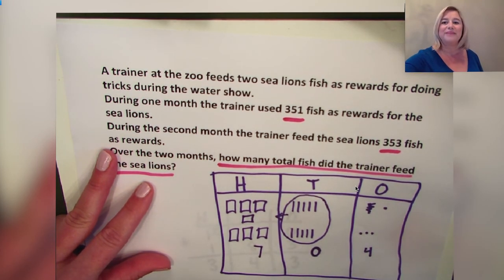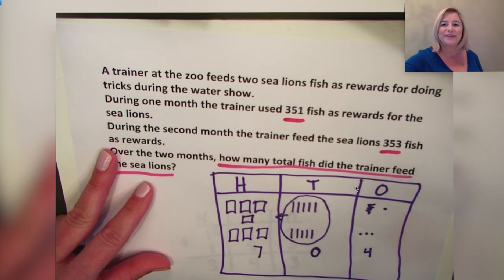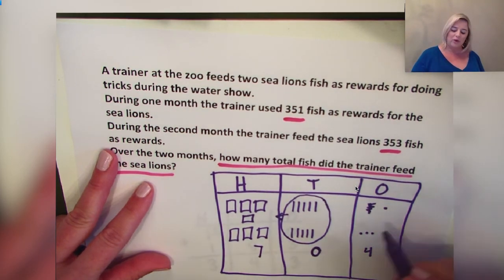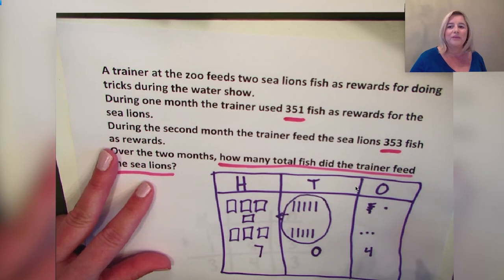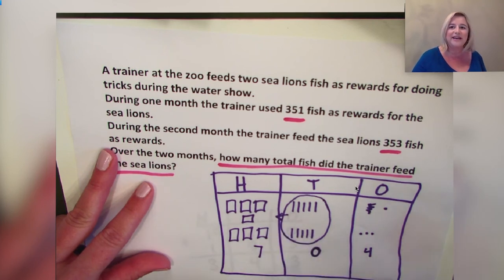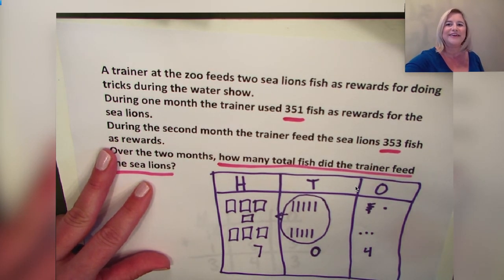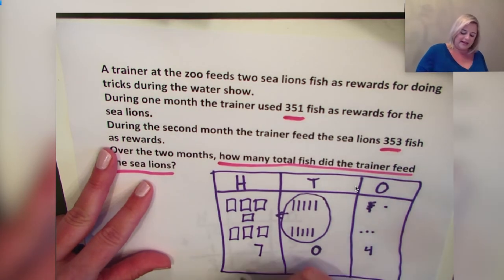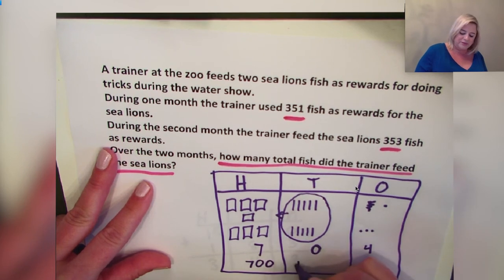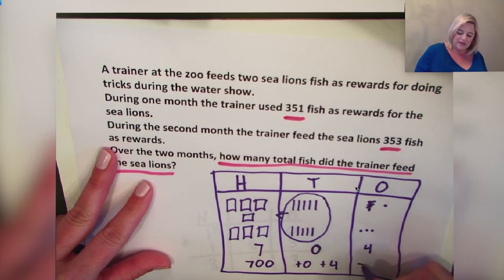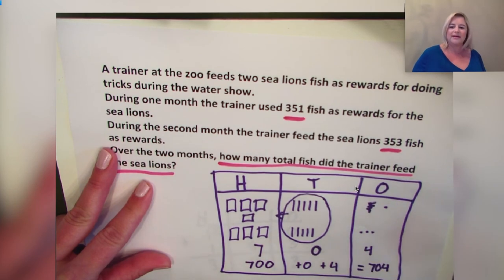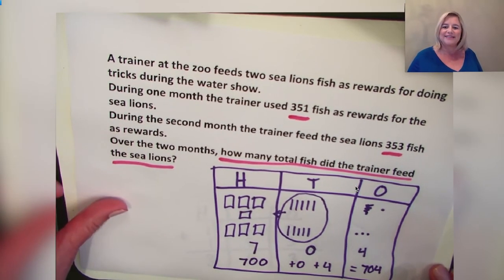Does yours look like mine? Very good. When we combined the ones, we had a 4. And then we combined our tens and we ended up with 10 tens. So we bundled or traded them into the hundreds place. And when we did that, we didn't have any in the tens place. And we ended up with 700 flats. You all are doing an awesome job. Now we can write it in expanded form. 700 plus 0 plus 4 equals 704. Give yourselves a round of applause.